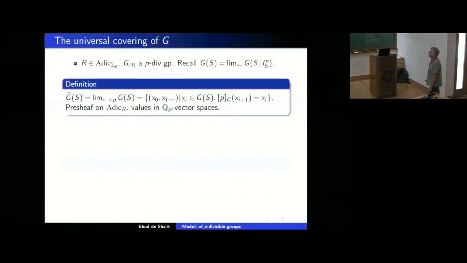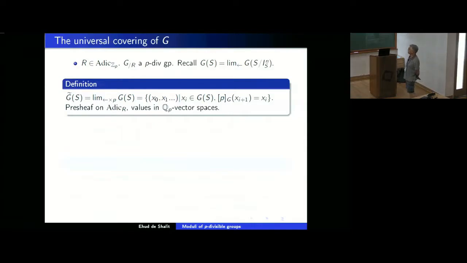Good, so let's start with the universal covering of G. So we start with an adic ring R over Z_p. Remember, this is a complete and separated ring in some I-adic topology, where I is not specified. But assuming that it's over Z_p means that you can throw p into I, that I can contain p. p is topologically nilpotent, and then G is a p-divisible group over that R.